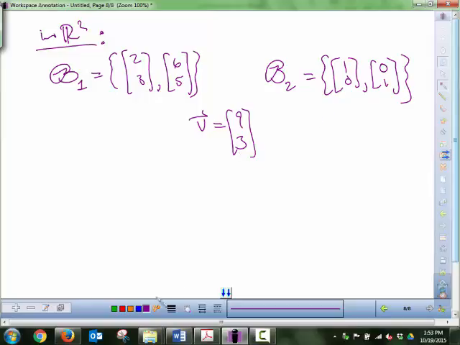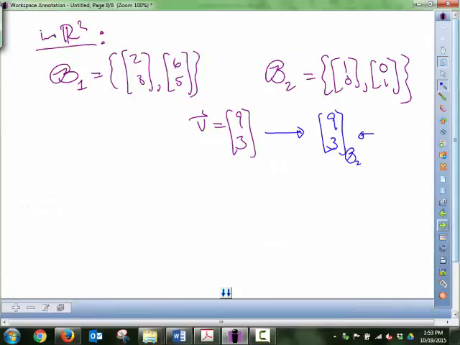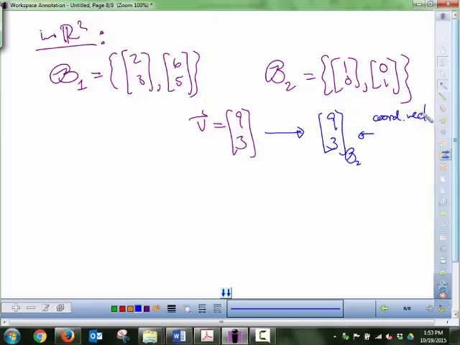So it turns out that with the standard basis, when you say (9, 3) as a vector, this is your coordinate vector with respect to the standard basis.